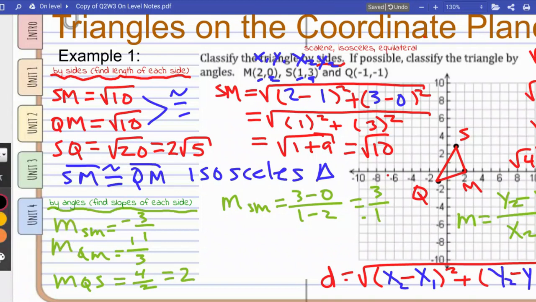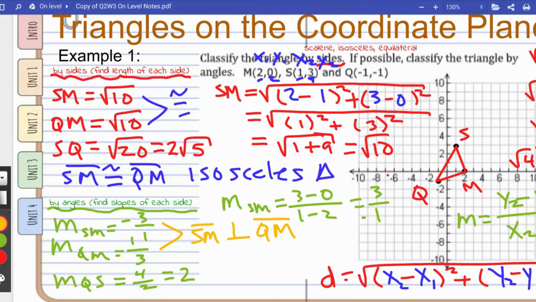Well, if I look at these two slopes, SM and QM, one is a negative 3 over 1, and the other is a positive 1 over 3. So what's the difference? Well, 3 over 1 and 1 over 3, they're flipped, and one's a negative and one's a positive. That means that line segment SM is perpendicular to line segment QM.